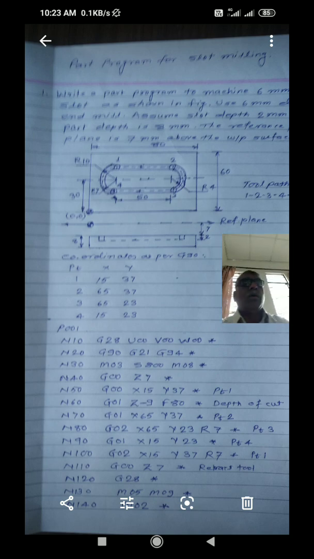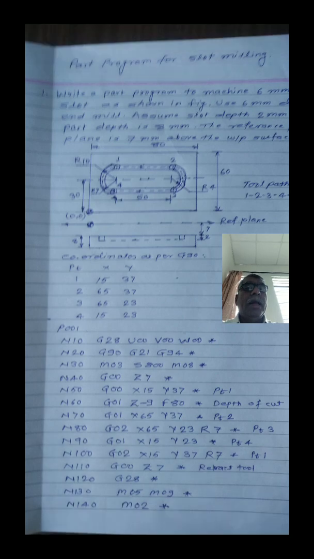Assume slot depth is 2 millimeter and part depth is 8 millimeter. The reference plane is 7 millimeter above the workpiece surface. Then you have to draw the part drawing as shown in the figure. After drawing the part drawing, you have to study it carefully.